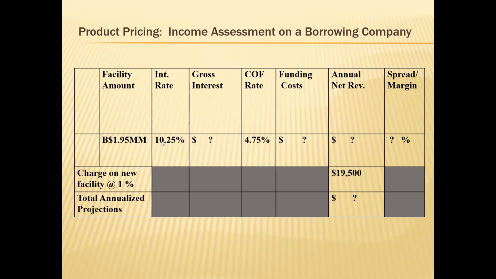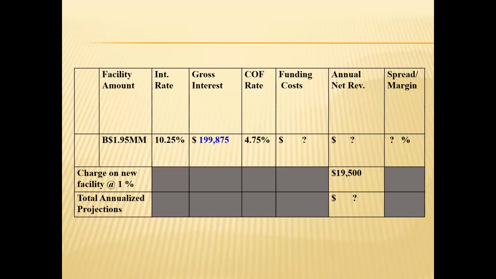So what we do in this instance, in order to get the gross interest, we get 10.25% of 1.95 million, which is 199,875. You with me so far? Yes, sir. I got that part.